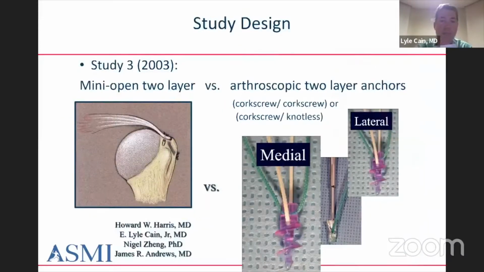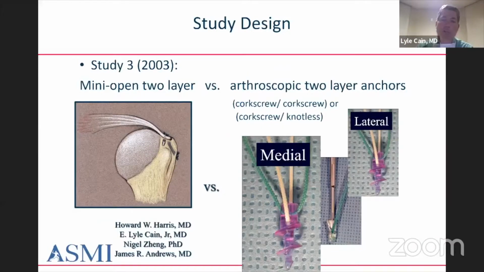The last study we did was published in JBJS. It was the mini open double row versus an arthroscopic double row. And this technology came out about 2002, 2003. We didn't really have a way to do an arthroscopic double row before this, but we had a medial corkscrew anchor. These were Mitek anchors, a medial corkscrew and either a lateral corkscrew, or there was a device called, I think, the Bio Nautilus Mitek, that was essentially a suture you passed through the rotator cuff and you hooked the loop and pounded that in the bone. And it was a knotless version of a lateral row.